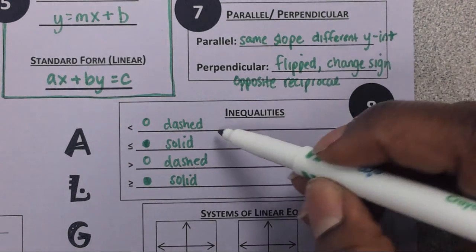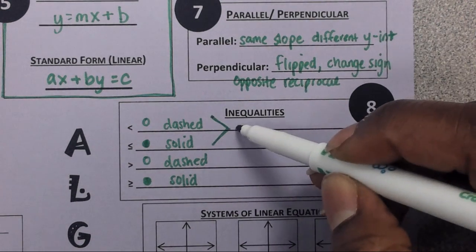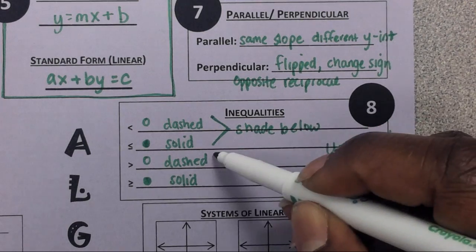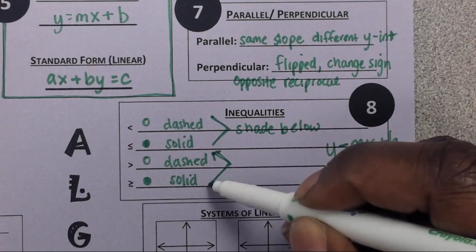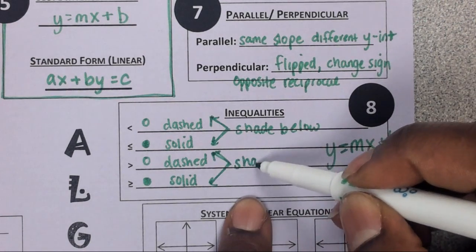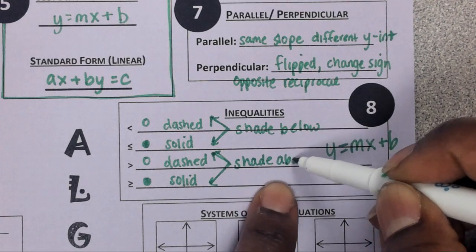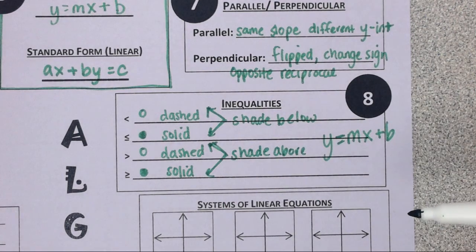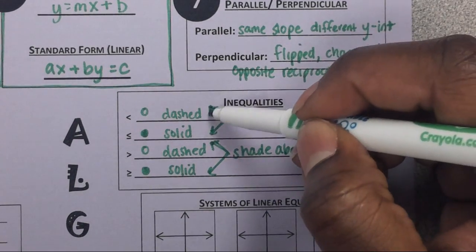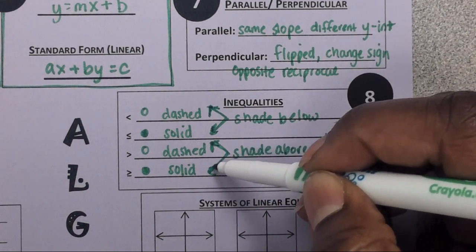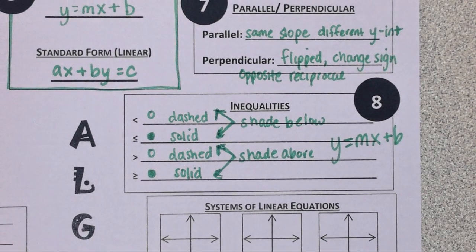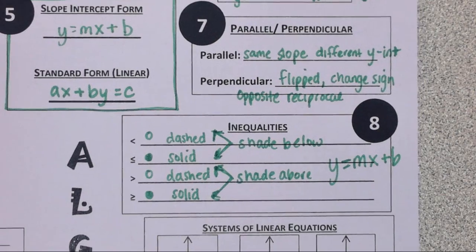Okay? These two right here will be shaded below. These two right here, maybe those look like inequalities. Uh-oh, I don't want to mess you up. These two should be shade above. So these two, shade below. These two, shade above. Any questions? Pause it if you need to.